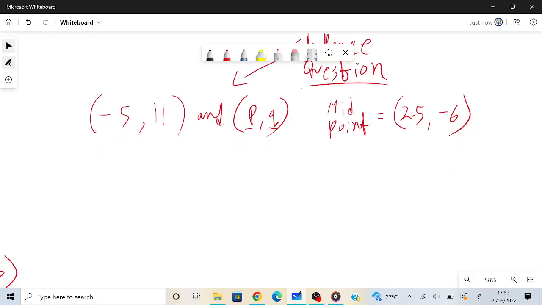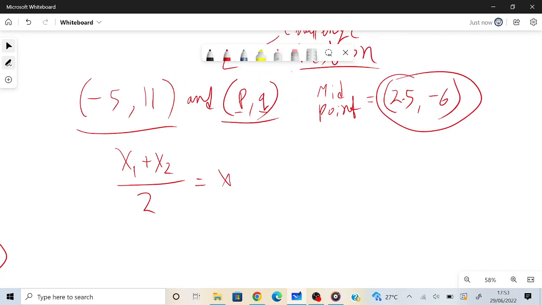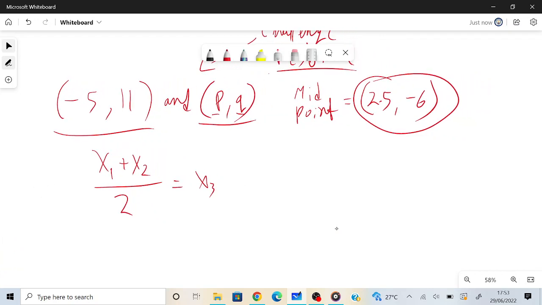Now, as you can see, we have one whole coordinate, but then we have P and Q. That's what we're trying to find. And we have the midpoint over here. Let's actually look at our formula. We know our formula is x1 plus x2 over 2, and this would end up giving us the x coordinate of the midpoint, let's call that x3. And then y1 plus y2 over 2 would give you the y coordinate of your midpoint, which let's call y3.